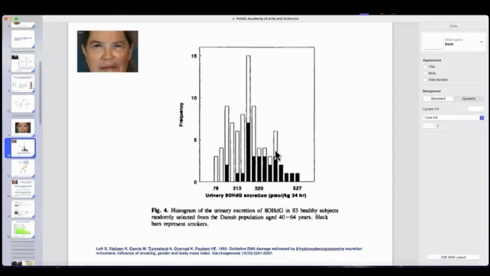And the evidence is pretty clear if you look at, again, our friend 8-OHDG. You can see how 8-OHDG is much higher here in these black bars of smokers compared to non-smokers.